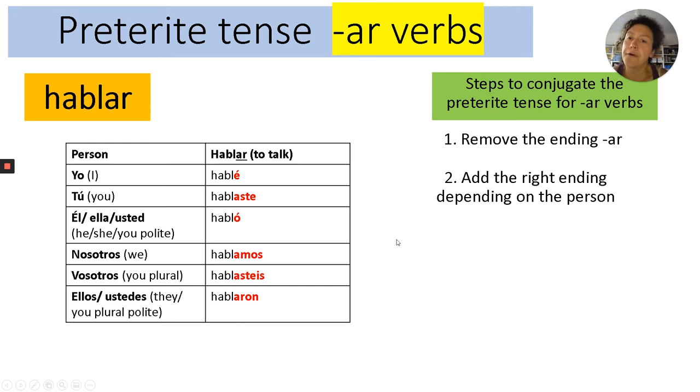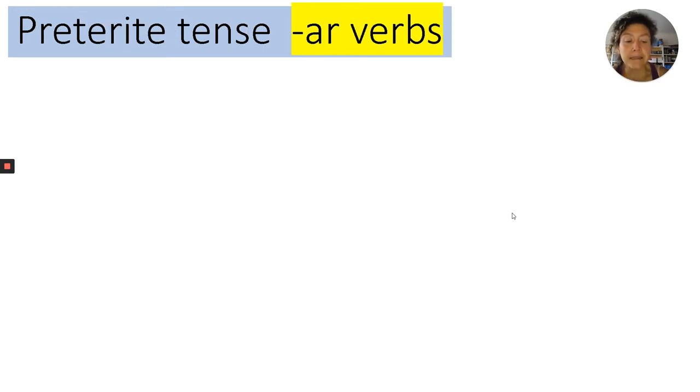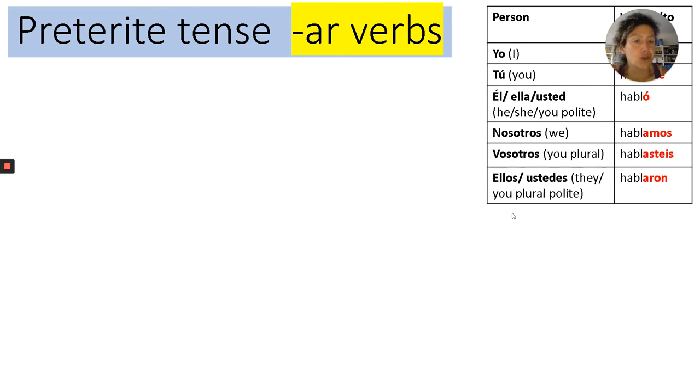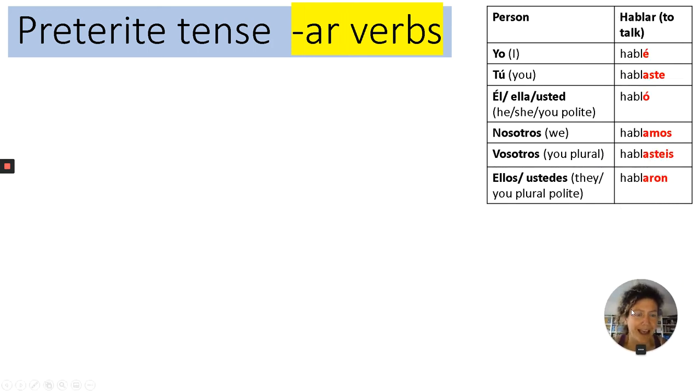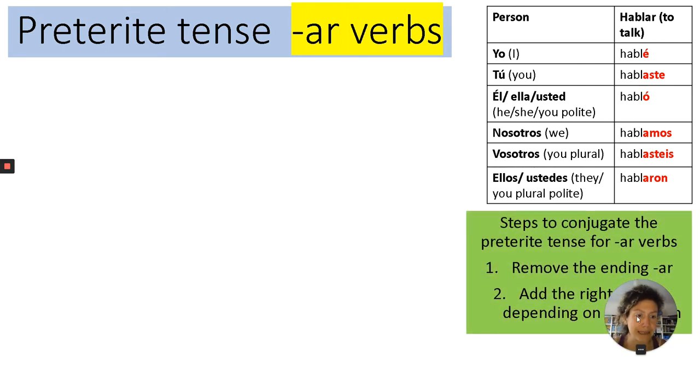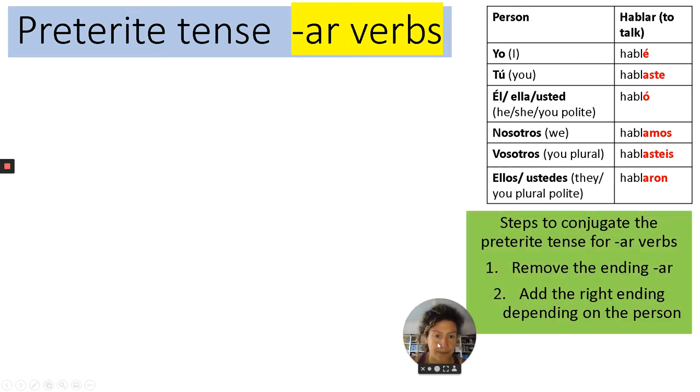Alright? So the most important thing: remove the AR ending and add the right ending depending on the person. So let's do a little bit of practice. Get your notebook and please pause this video, because I'm going to go through all the conjugation and you're going to be practicing. But don't worry, because I'm going to have this in front of you. I'm going to move my face so you can see this grid. This grid is the bit that you need to have in front of you, plus the steps. Okay? So, let's start with the first one.